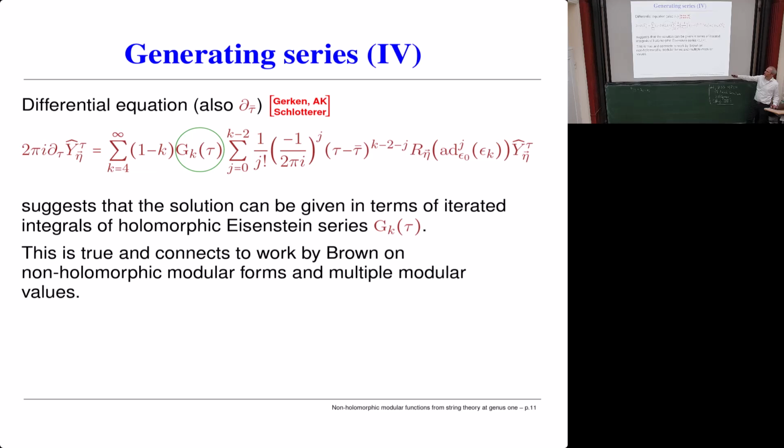So if you imagine solving this differential equation here by integrating up tau, you see that you will generate integrals of Eisenstein series. And this is something that you sort of guess from this differential equation here, and you can actually check that this works out, and it connects very nicely to work by Bram, who has done a lot of work on non-holomorphic modular forms and also multiple modular values that we already heard about yesterday, in relation to iterated integrals of modular forms. So this is the string theory way or perspective of arriving at the fact that you should talk about some of these modular forms or modular graph forms in terms of iterated Eisenstein integrals.